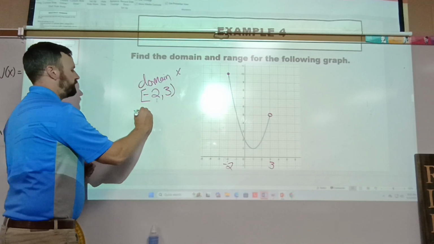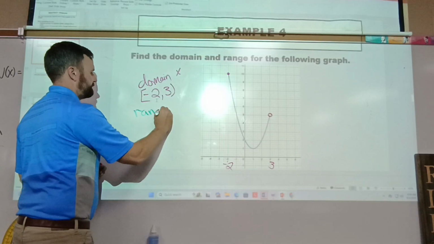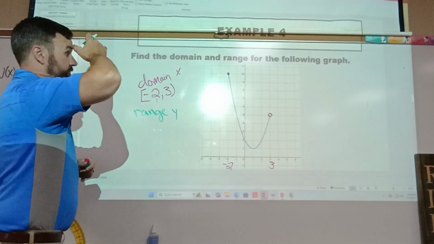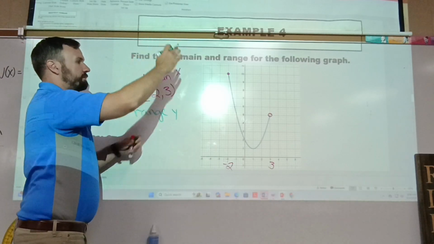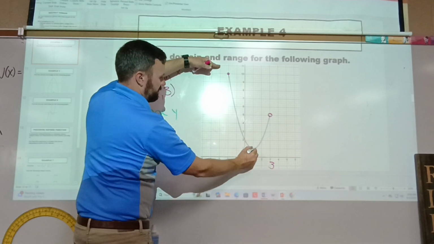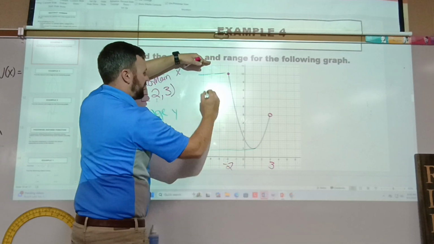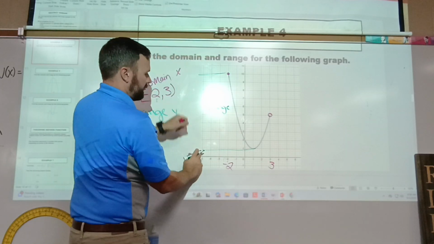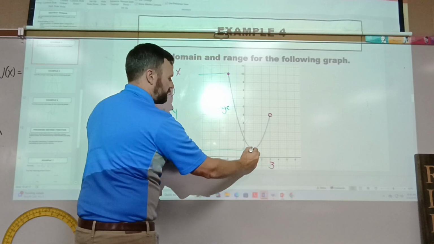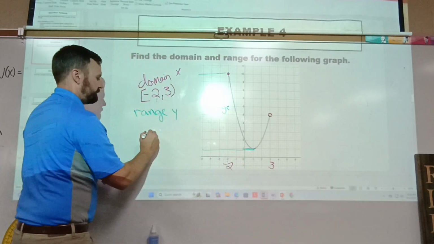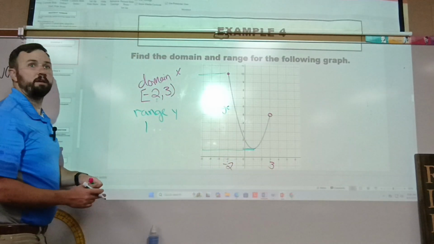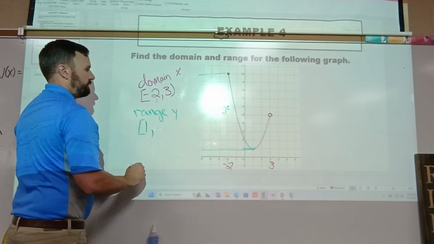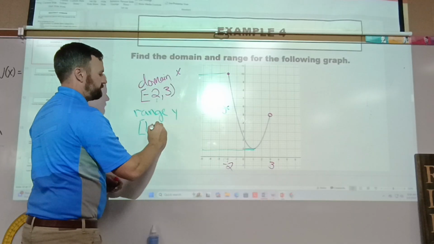Now what about my range? My y. So y is up and down, right? So think about your range. How far do I go down? How far do I go up? My lowest value is 1. Do I hit 1 actually? Yeah, there's no open dot, so I hit it. And then I go all the way up to 10.